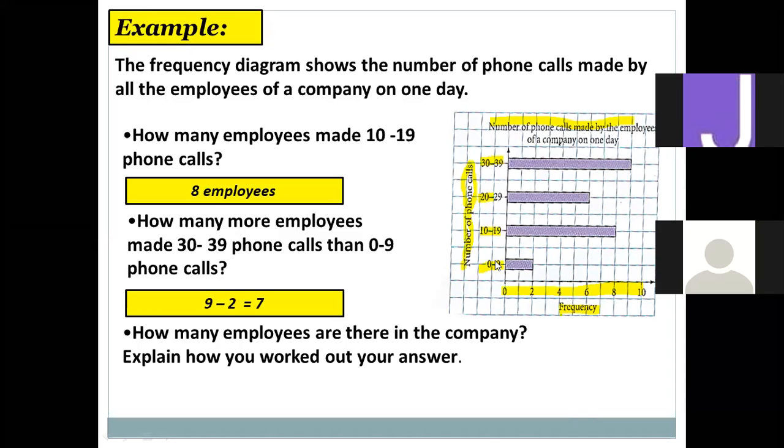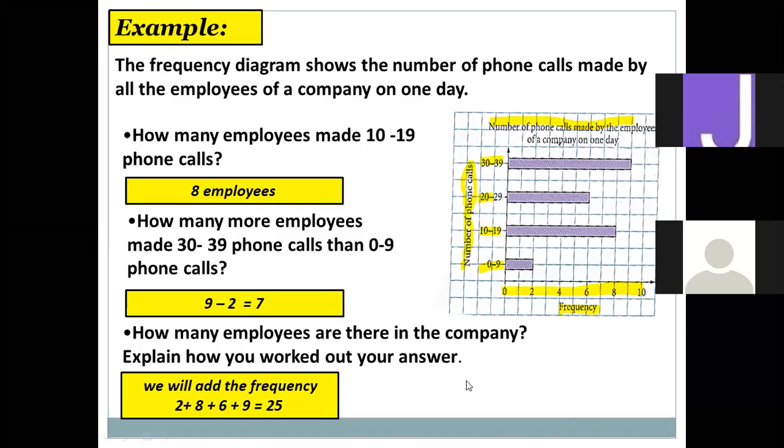23. Okay, how did you find them? Explain. I added all the frequencies of the number of phone calls. Yeah, that's right. So you added 2 plus 8 plus 6 plus 9 and they are 25. Okay, تمام. Very good.